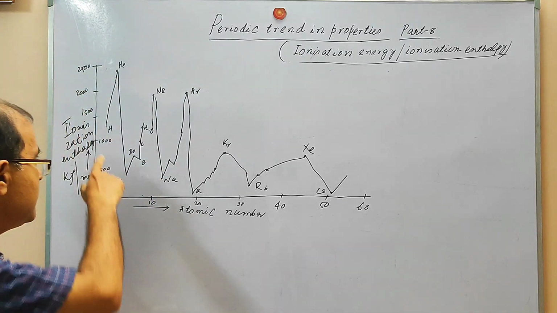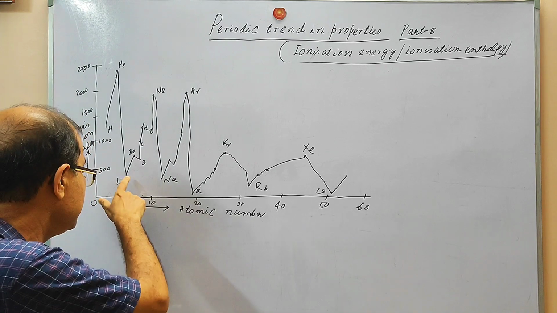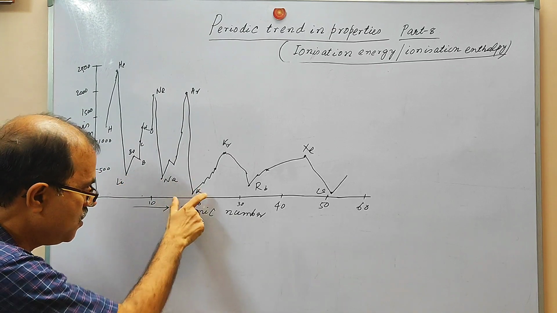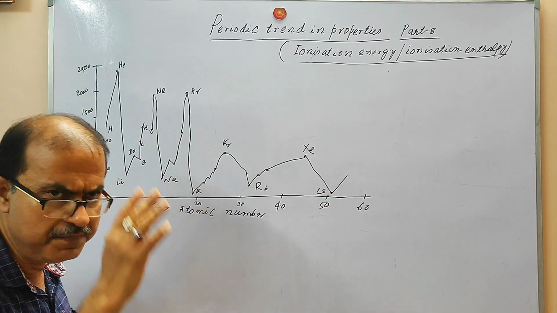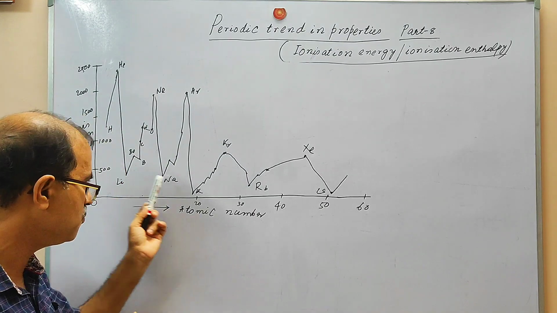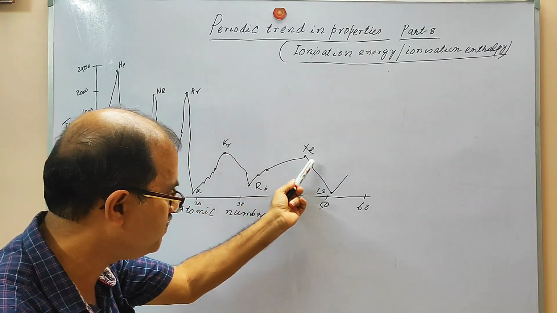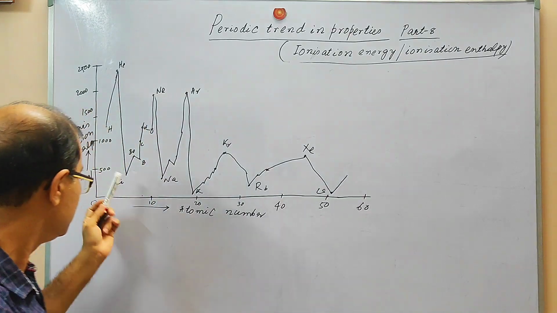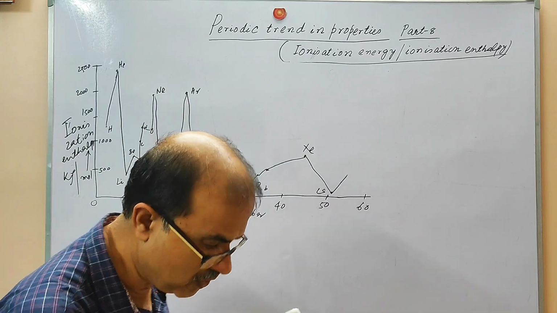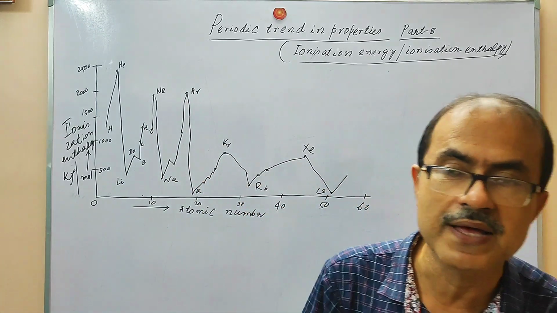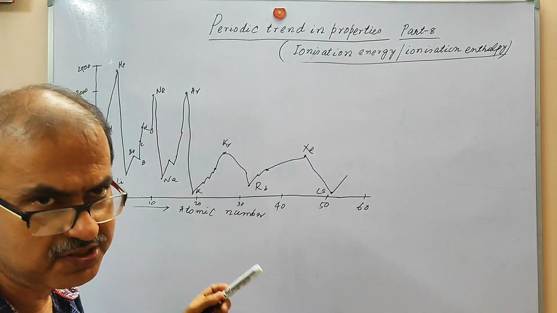And you can see there is a minimum point in this curve. This minimum point corresponds to the alkali metals. Here you can see lithium, then sodium, then potassium, rubidium, and cesium. So the minimum ionization enthalpy is for these alkali metals, and the maximum ionization enthalpy is for the noble gases. So lithium and the other group 1 members show low ionization enthalpy, and that is why they are called very reactive elements. So this is the general trend.